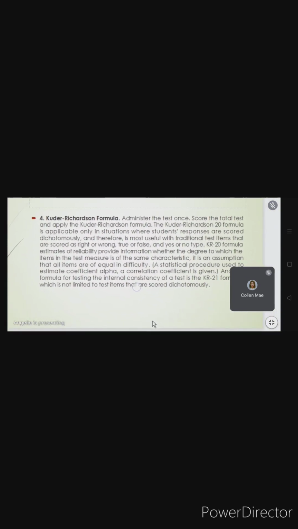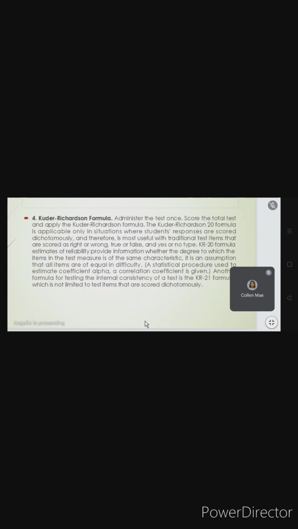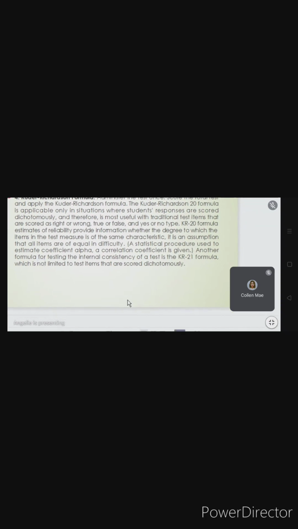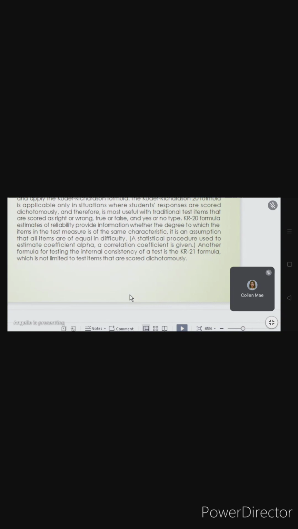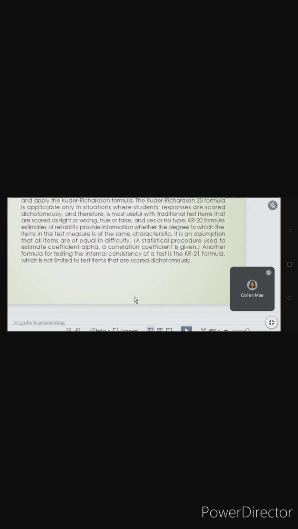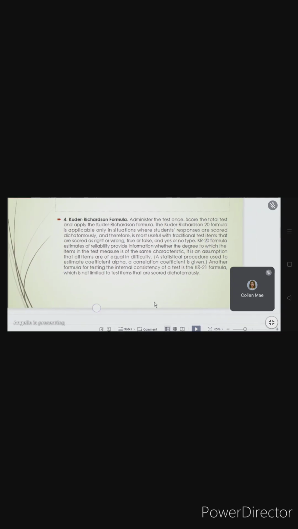So, Kuder-Richardson formula. Administer the test once, score the total test, and apply the Kuder-Richardson formula. The Kuder-Richardson 20 formula is applicable only in situations where students' responses are scored dichotomously, and therefore is most useful with traditional test items that are scored as right or wrong, true or false, and yes or no type. KR20 estimates of reliability provide information on the degree to which the items in the test measure the same characteristic. It is an assumption that all items are equal in difficulty. Another formula for testing the internal consistency of a test is the KR21 formula, which is not limited to test items that are scored dichotomously. So next slide please.